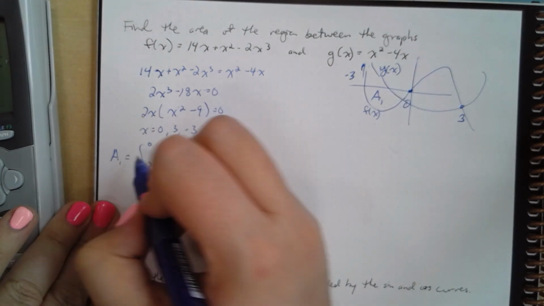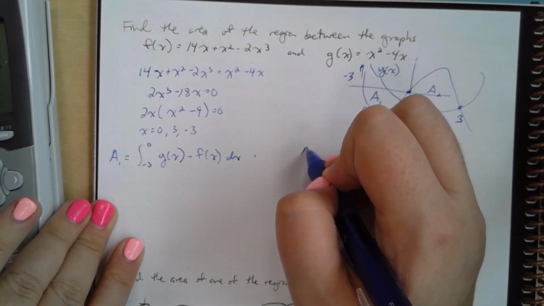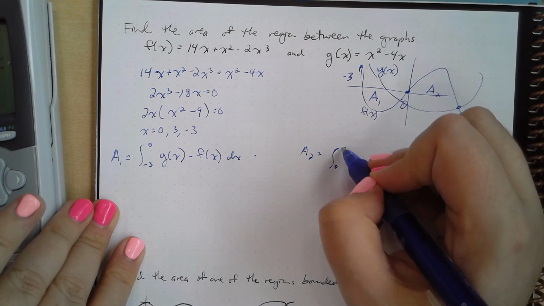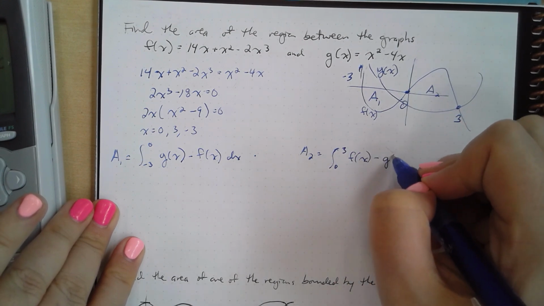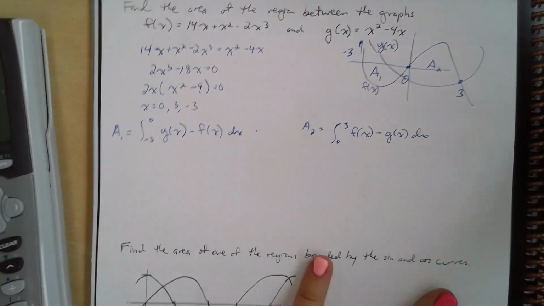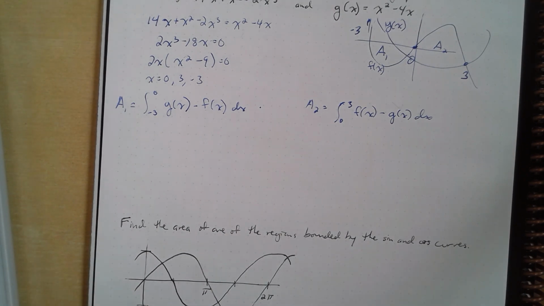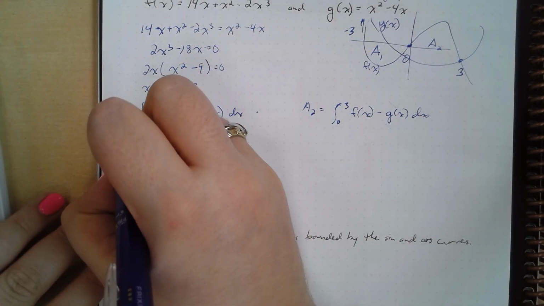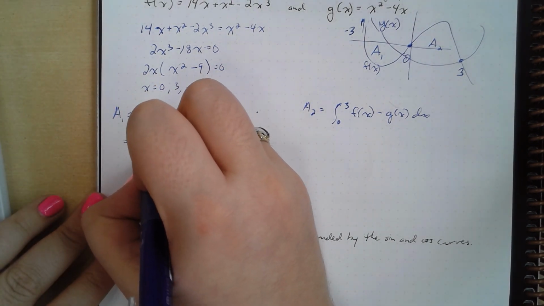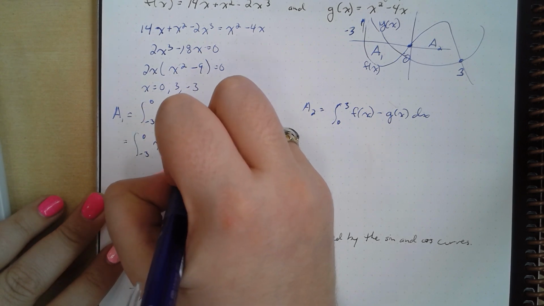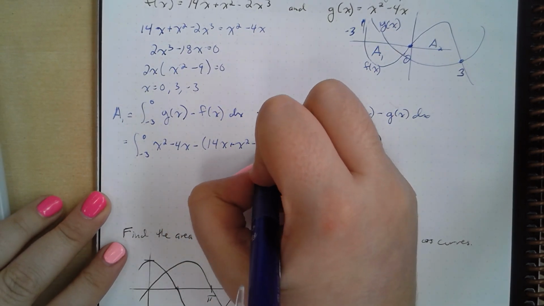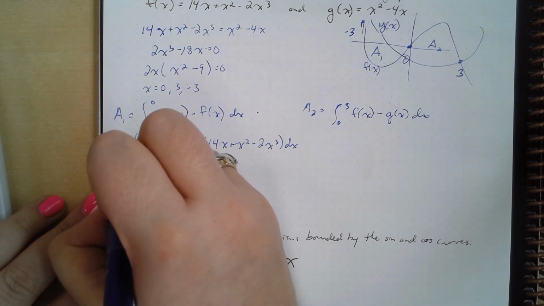And then we can call this our area 1. A sub 1 equals. And then A sub 2, we're going to want, because this is our f of x, the integral from 0 to 3 of f of x minus g of x dx. Okay? So let's actually work that out now. All right, so our first area is going to become the integral from negative 3 to 0 of x squared minus 4x minus 14x plus x squared minus 2x cubed dx.